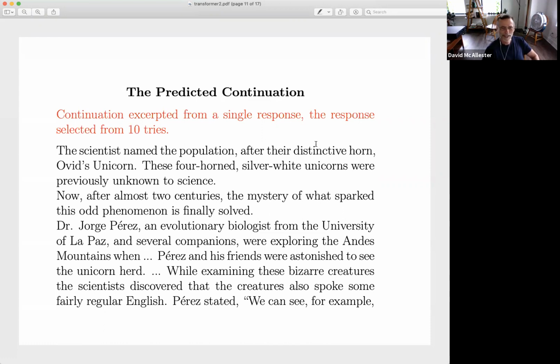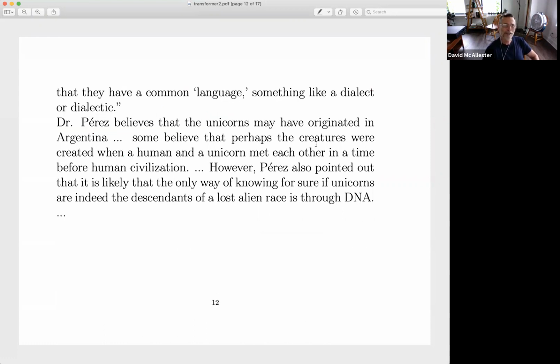Perez stated, we can see, for example, that they have a common language, something like a dialect or dialectic. Dr. Perez believes that the unicorns may have originated in Argentina. Some believe that perhaps the creatures were created when a human and a unicorn met each other in a time before human civilization. However, Perez also pointed out that it is likely that the only way of knowing for sure if the unicorns are indeed descendants of a lost alien race is through DNA.